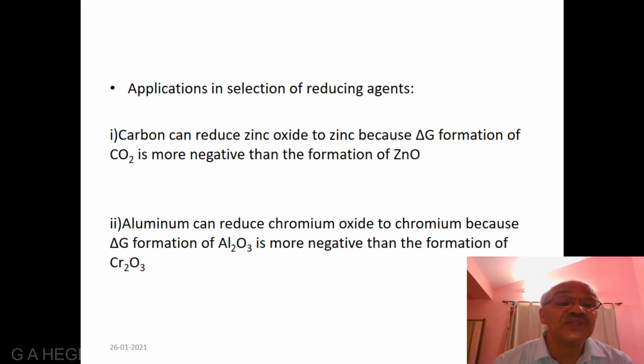The first use is carbon can reduce zinc oxide to zinc because delta G formation of carbon dioxide is more negative than the formation of zinc oxide. The second one is aluminium can reduce chromium oxide to chromium because delta G formation of aluminium trioxide is more negative than the formation of chromium trioxide.